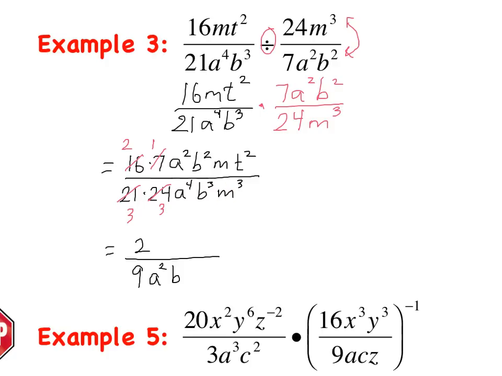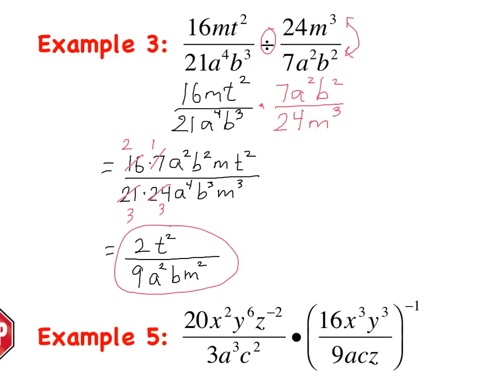cubed will leave us with m squared in the denominator, and there's no other t's to combine that t squared with, so that's going to stay right up in the numerator. So we'll have a t squared up there, and there is our final answer. Okay, so we just have to be careful changing that division to a multiplication.